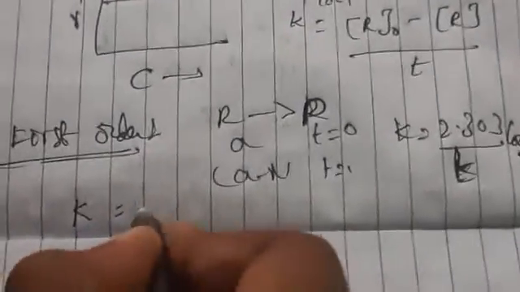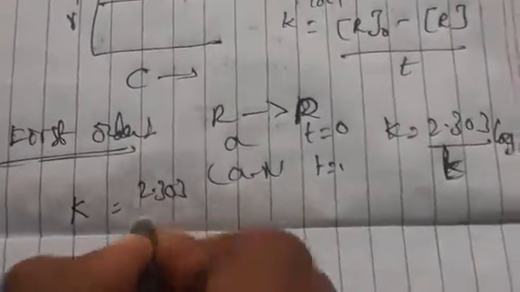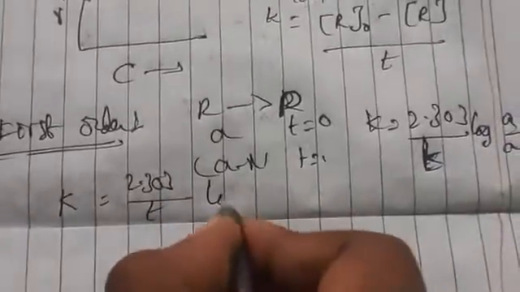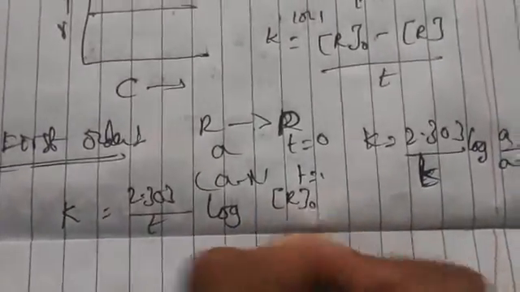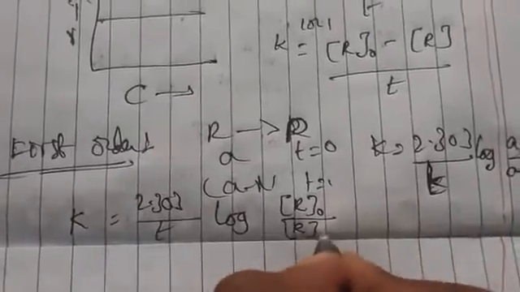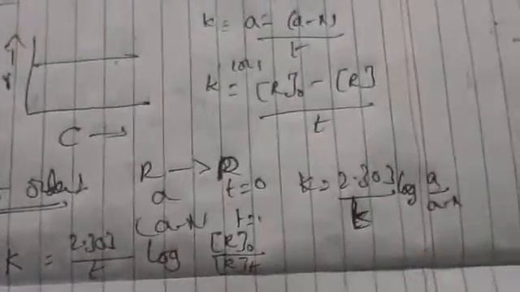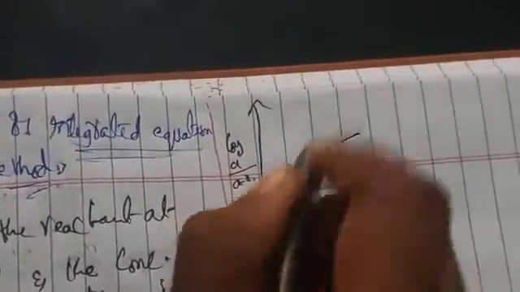Without considering the initial concentration, you will be getting 2.303 by t log concentration of R naught by concentration of R at time t. So with and without considering initial concentrations we can write it; this you can also observe in the derivation part. You will be getting a straight line graph through the origin. Here you take log A by A minus x against t, with a positive slope.